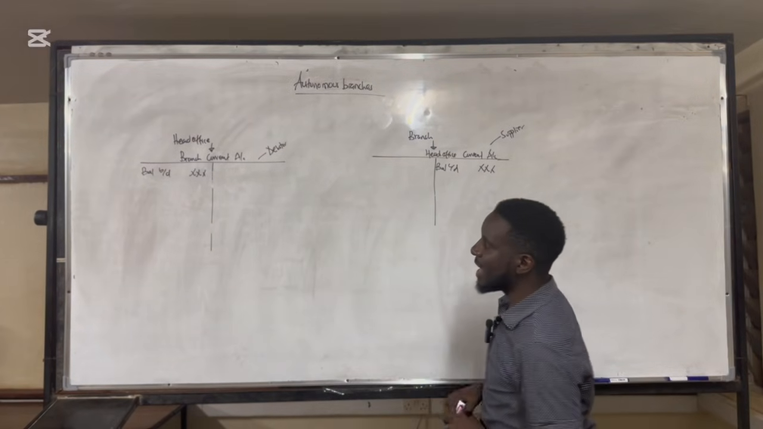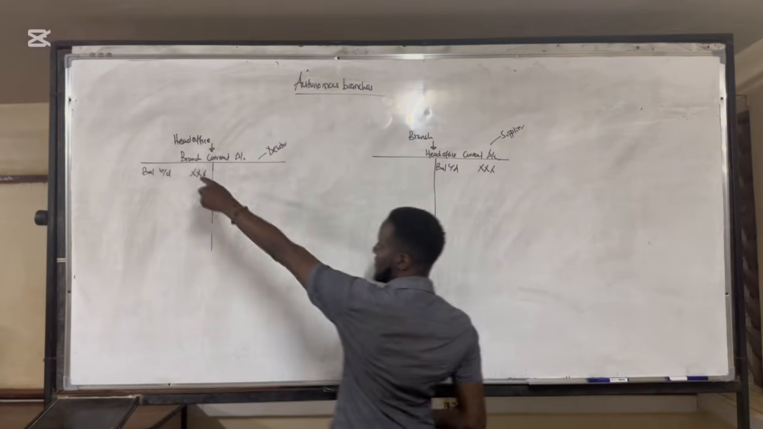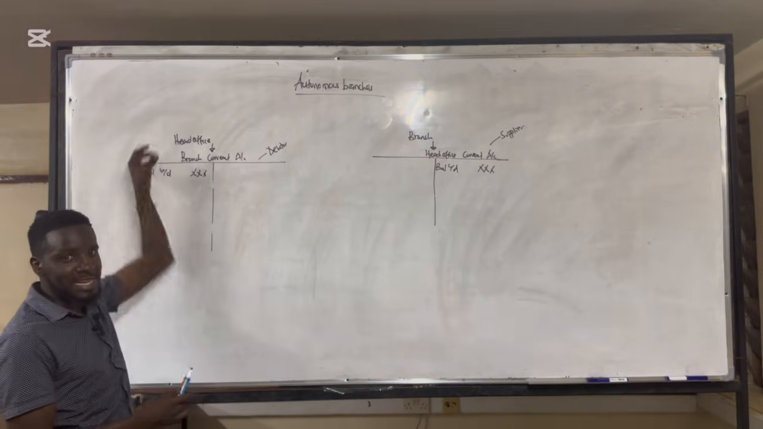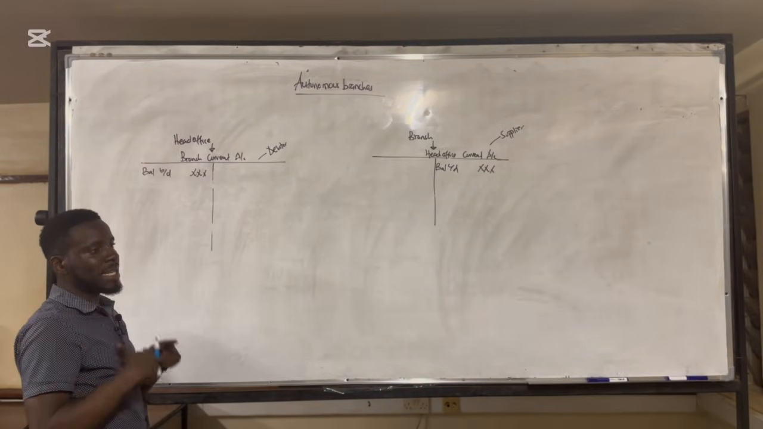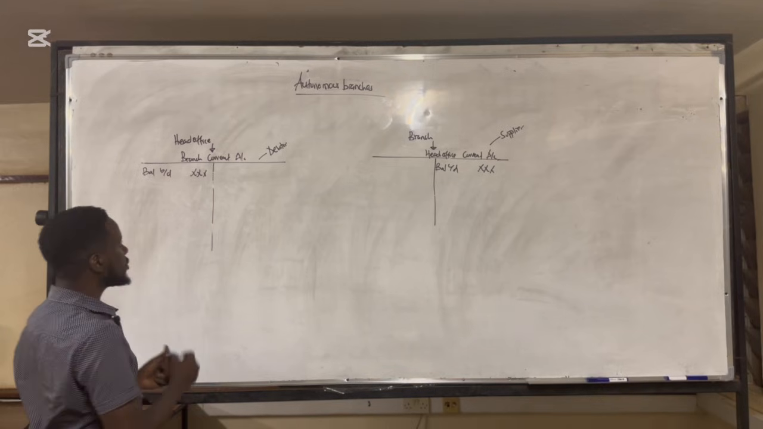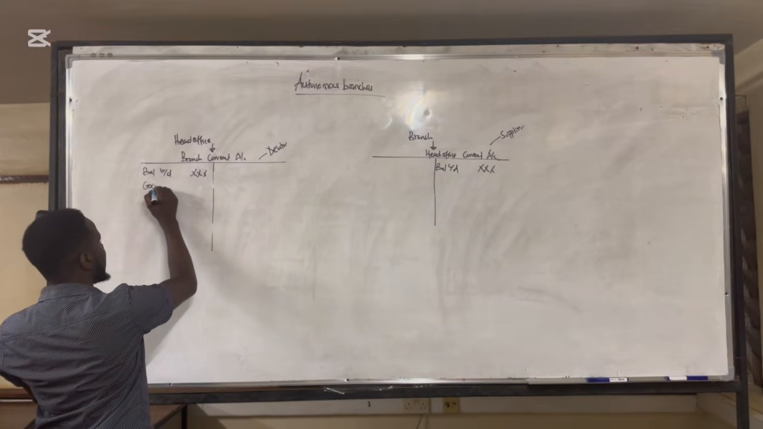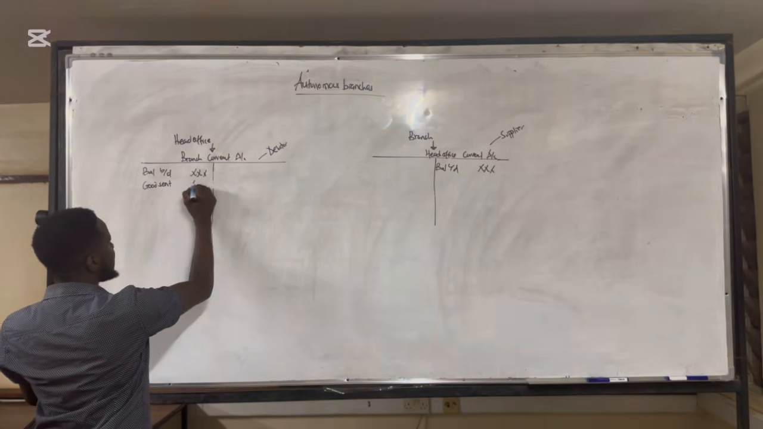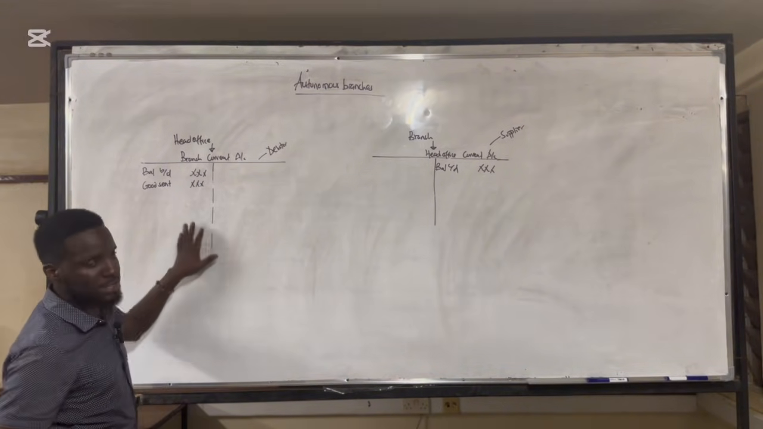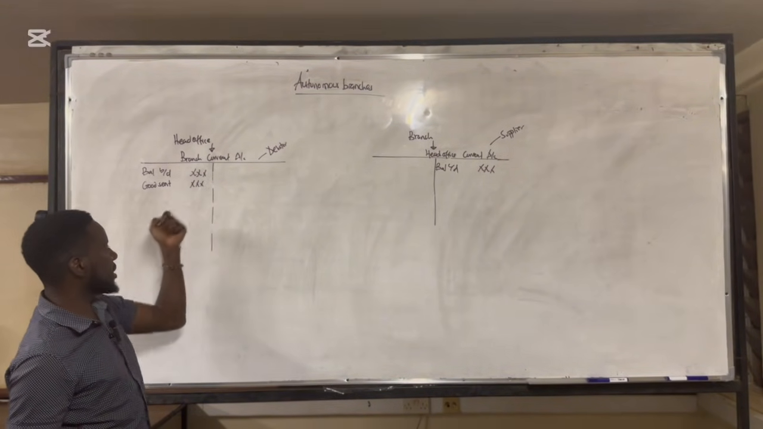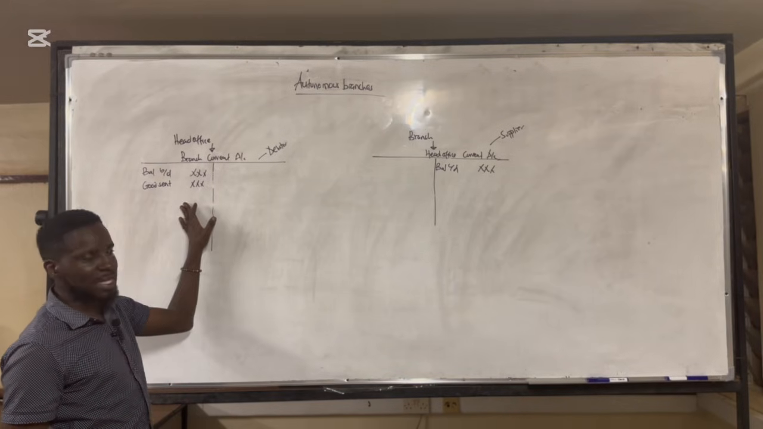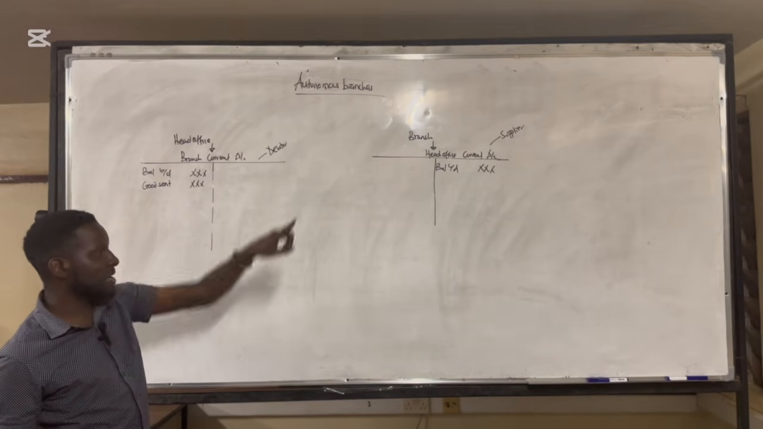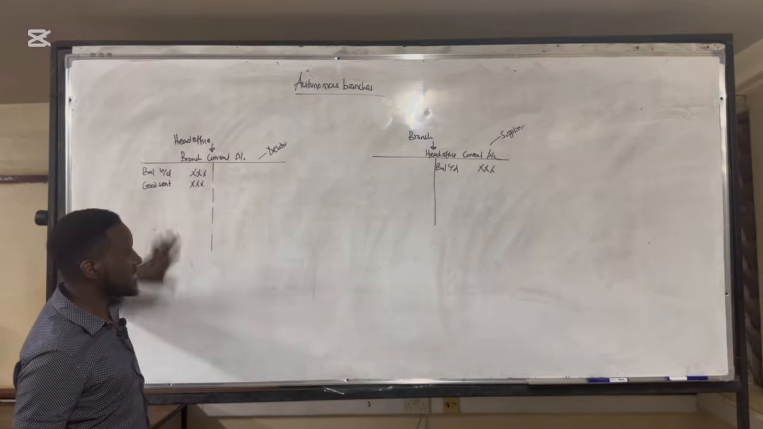Then, if there are any goods that are sent, remember it's the head office which is preparing this account. Because the head office is preparing this account, once the head office sends goods, those goods sent will be debited here. So once they send those goods, they debit it here to show that the amount of money they are demanding from these people is actually increasing.